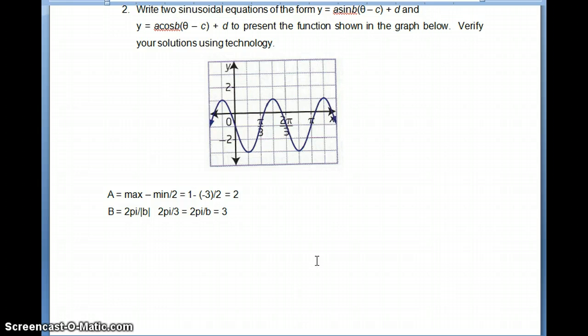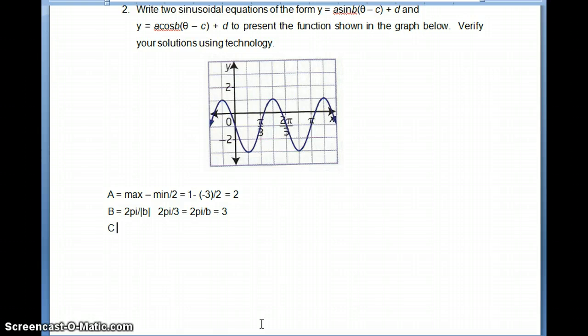And then if you want to check that out, try putting that back into that equation. So you have 2 pi divided by the absolute value of b, you get 2 pi over 3, which is your period. So that's awesome. All right. So our next one we need to find is our c value.